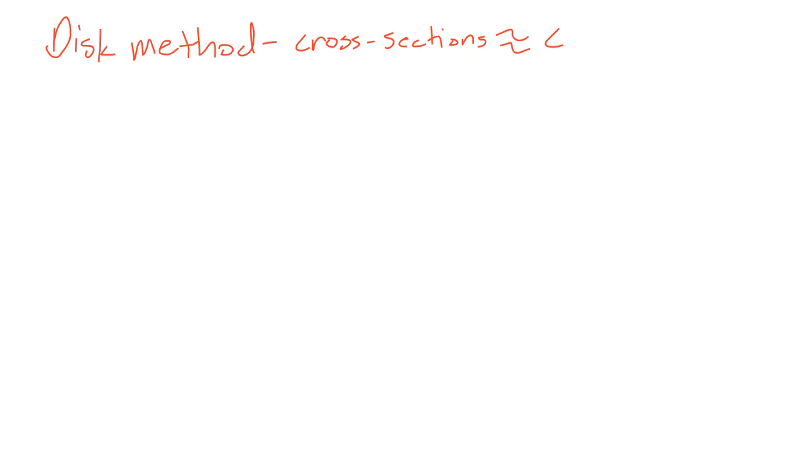So now let's think about the way we solved that. What we did is we just assumed that that cross section was going to be a cylinder. Whenever we do that, that is what is referred to as the disk method. And just long story short, for the disk method, your cross sections are approximately cylinders.